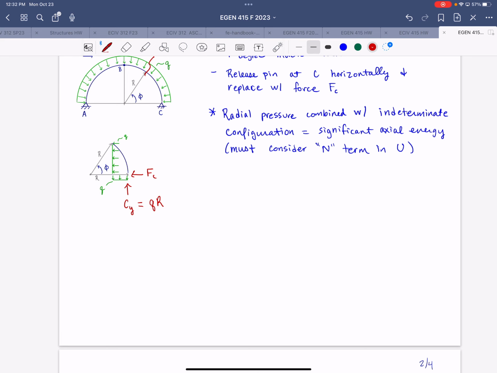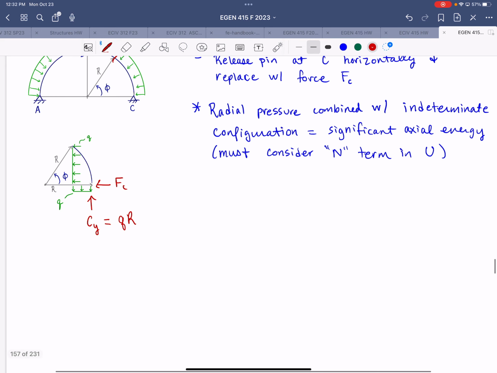All right, so I'll continue marking on this sketch here. Taking a cut there, we expose the internal shear, normal, and moment. The resultant forces of the radial pressure, we have horizontally QR sine phi, and vertically we have QR times 1 minus cosine phi.